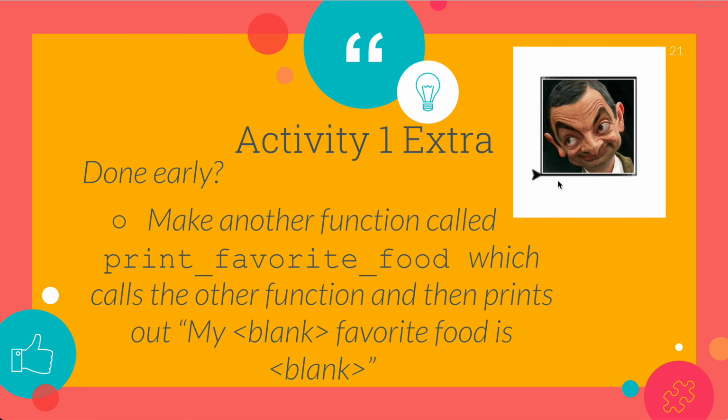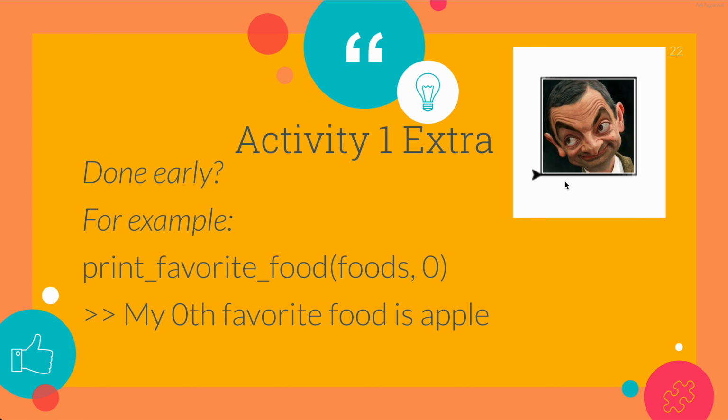Here's some extra challenge questions if you're done with the activity. You can make another function called print favorite food, which calls the other function and then prints out my favorite food is whatever your favorite food is. For example, print favorite foods of foods and 0 will print out my 0th favorite food is apple.